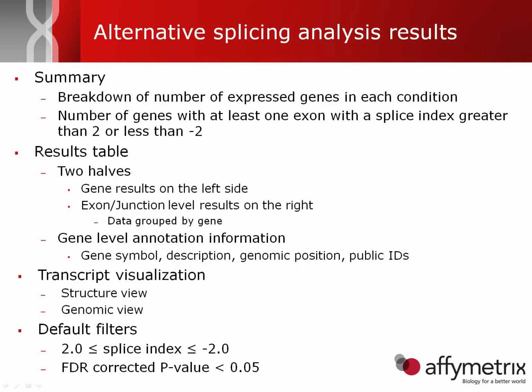Second, there's a results table. It has two halves. On the left half is sort of gene level information. On the right is the exon or junction level results. And these results at the exon and the junction level are grouped by gene, so they travel as a pair or as a set when you do the sorting and stuff. And I'll demonstrate this in the software when we get there.